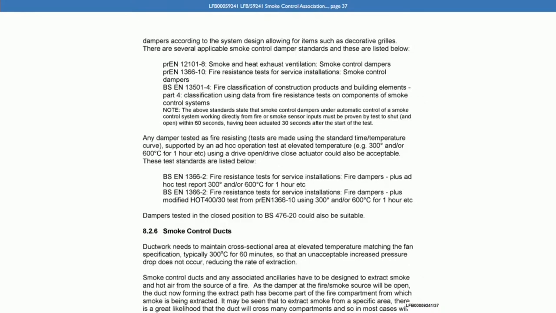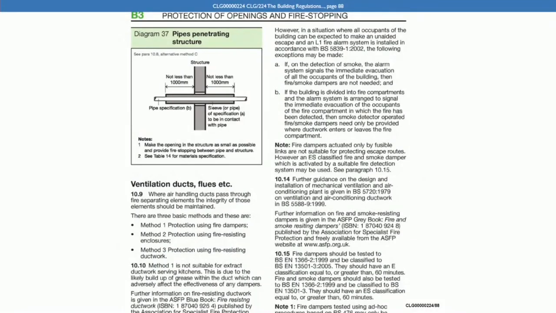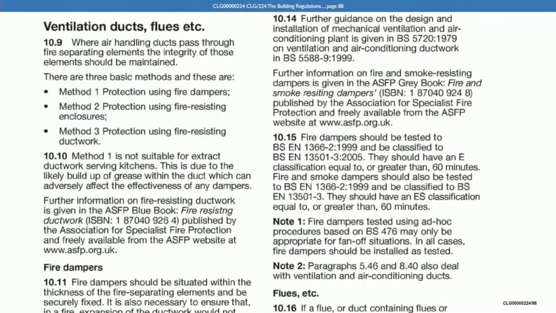Can we just look now at ADB again, CLG 50224 at page 88. And if we go back to paragraph 10.15, and note 1 in 10.15, we can see it says this: fire dampers tested using ad hoc procedures based on BS476 may only be appropriate for fan-off situations. In all cases, fire dampers should be installed as tested. Do you see that? I do see that, yep.